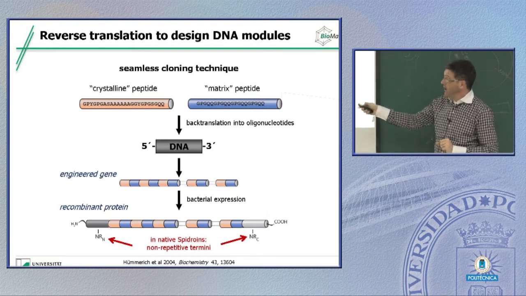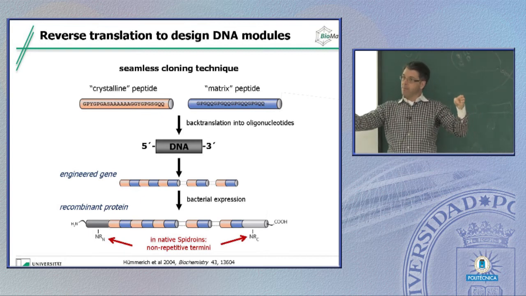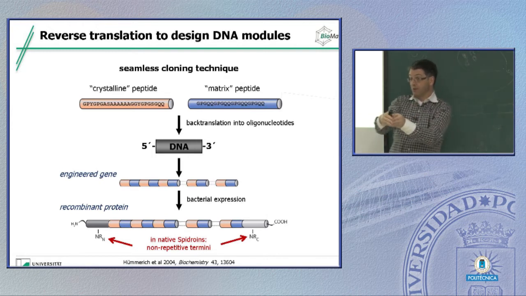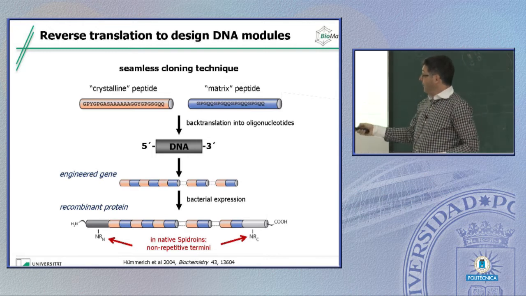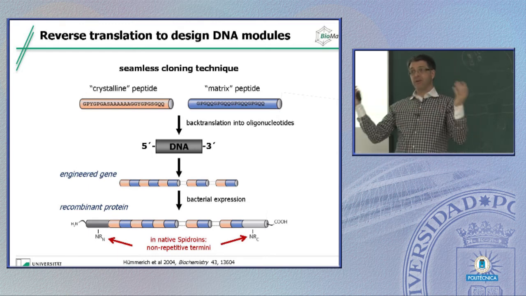And then we generate a gene, and of course we now have nice control over the length of the gene, so we can actually control the molecular weight of the protein we make. We can make smaller ones, we can make bigger ones. And we can add the terminal regions, or we can just leave them out.